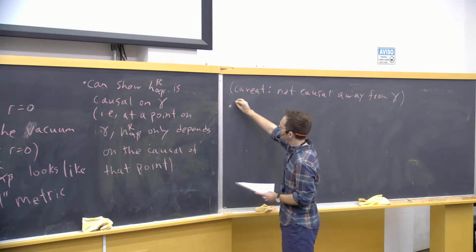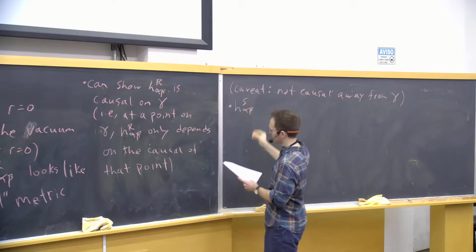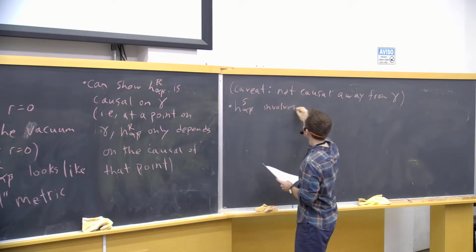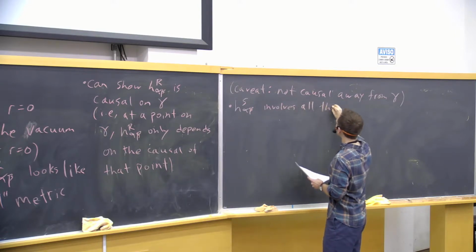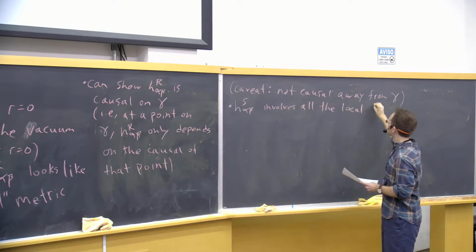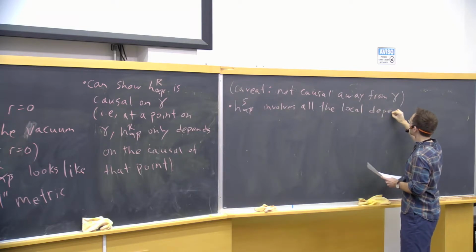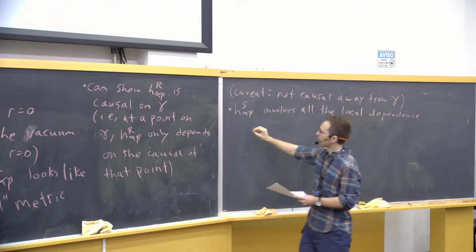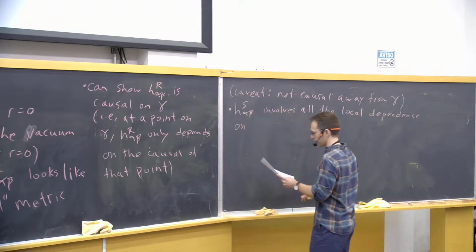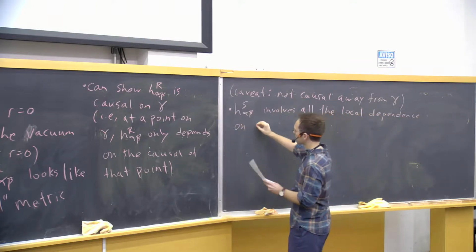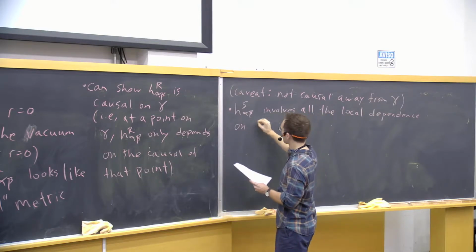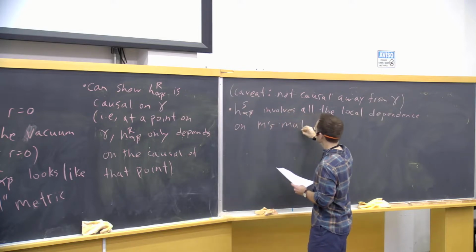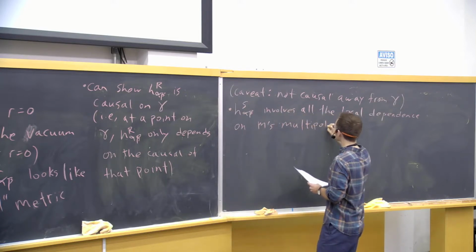Okay, then HS involves all the local dependence on multiple moments of the small object and the corrections to them. So on the small object's multipole structure.